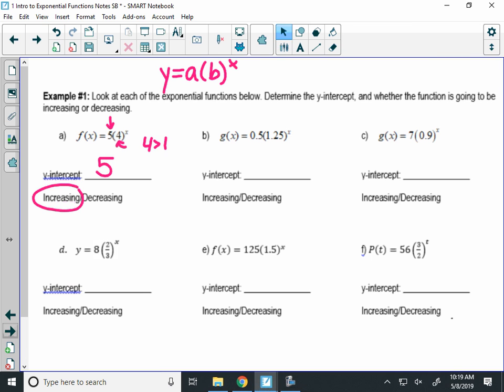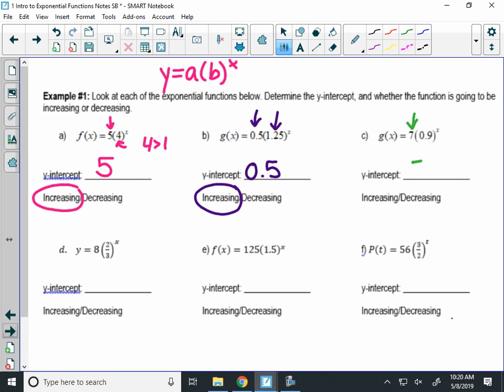For b, same idea. The y-intercept is the number out in front, 0.5. Because the number inside the parentheses is bigger than 1, this is also increasing. In c, the y-intercept is the first number, 7. Now 0.9 is less than 1, so this is a decreasing exponential function. I want you to go ahead and pause the video here, try the next 3 on your own, and then we can come back and check our answers.